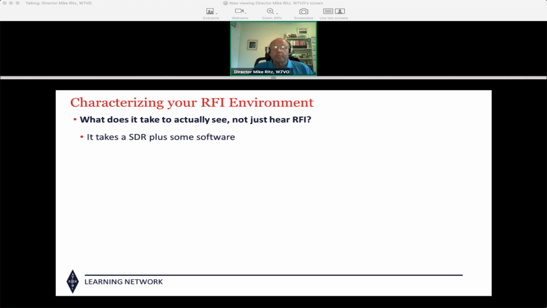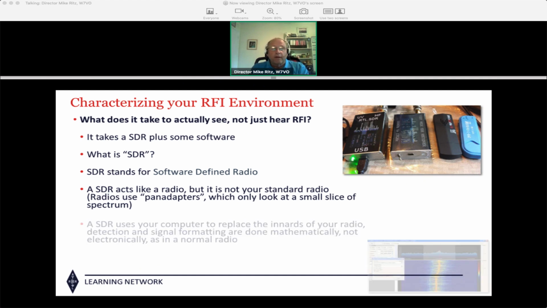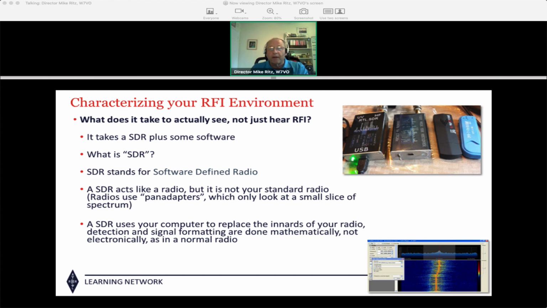So what does it take to actually physically see this? Of course, as I mentioned, it takes an SDR. So what's an SDR? It stands for software defined radio. Keep in mind that most of the radios you're buying today, the IC-7300, the new FTDX radios from Yaesu, are what are called software defined radios, and most of the processing is done with software. They're kind of like the standard radio, but they really use a computer to replace the mixers and the RF amps and all that in there.